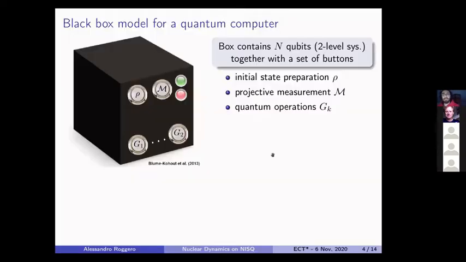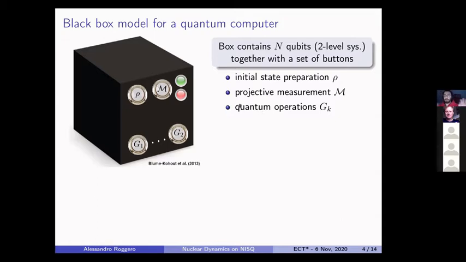For the time being, I'm going to consider a quantum computer as a quantum black box, where you are only told that the black box contains n degrees of freedom, which in our case we're going to consider as two-level quantum systems, or qubits. Then you have a sequence of buttons on the outside that you can use to manipulate the system. You have a button that initializes the state of the system in some fiducial initial state, this rho. You have buttons to perform projective measurements on the system. And then you have a sequence of buttons that perform operations on the degrees of freedom in the box.